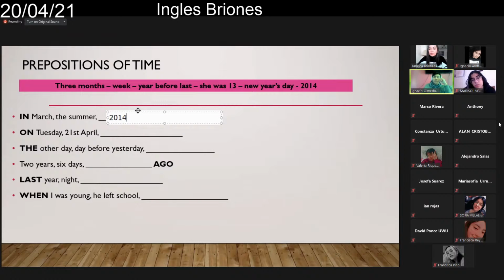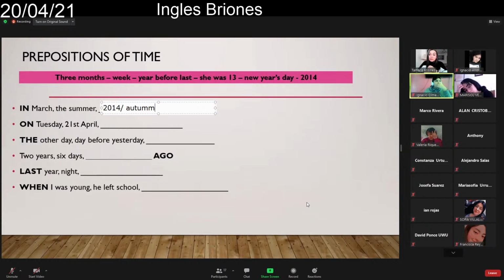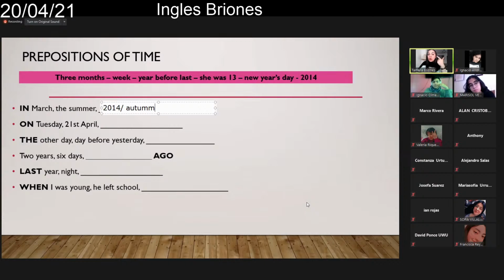And other season, I don't know, in autumn. For example, or other year, any other year, like in 2020, 2021. Good. On. I have two examples. On Tuesday, on April 21st, or on 21st of April. So they're both specific days.